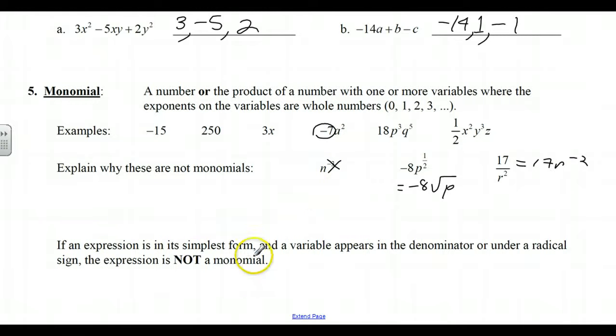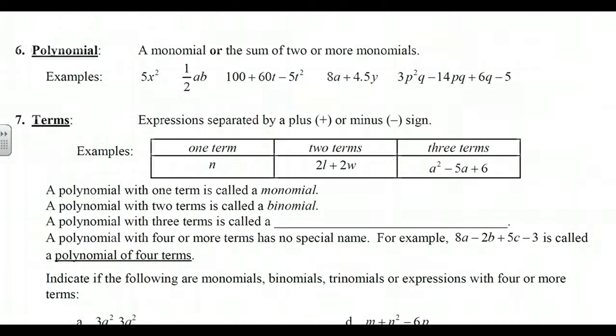If an expression is in its simplest form and a variable appears in the denominator, this could also be written 1 over n cubed. So a variable appears in the denominator, or here it is in the denominator, or under a radical sign. The fractional exponent does that. Then the expression is not a monomial. So make sure you can identify monomials from not monomials.